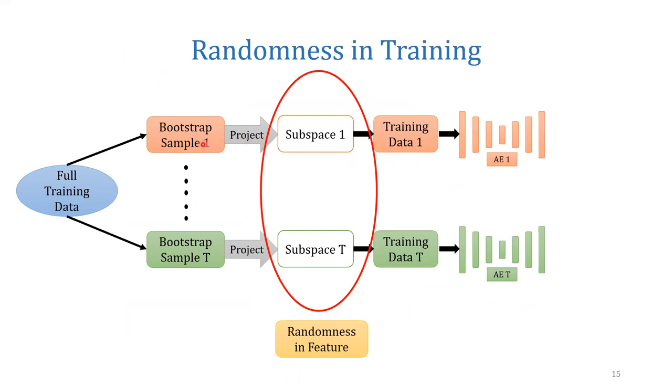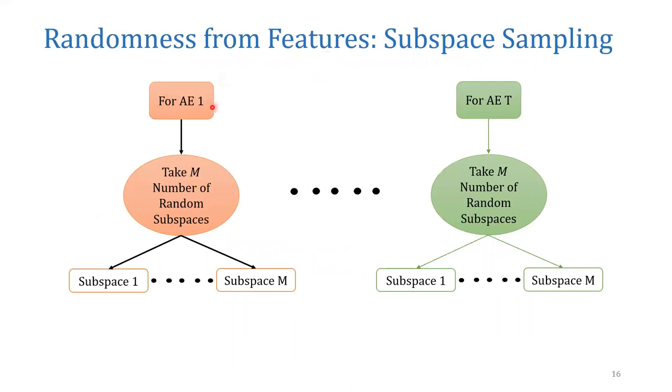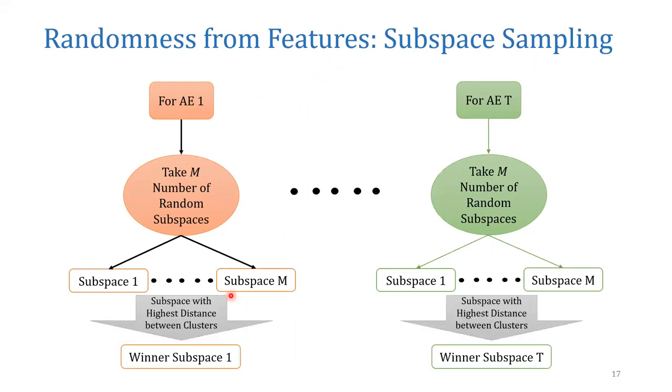Now, if we can project these bootstrap samples to different subspaces from the entire feature space, we can effectively have different training data. Now, let's see how we can find different subspaces from the entire feature space. So, consider the first autoencoder. We do a subspace sampling to find a subspace for this particular autoencoder. Let's say we have some d-dimensional feature space for the input feature vector to the autoencoder. So we first randomly take m subspaces from the d-dimensional feature space. So we have m subspaces. Out of these subspaces, we find one subspace that has the highest distance between the clusters. This subspace is designated as the winner subspace.